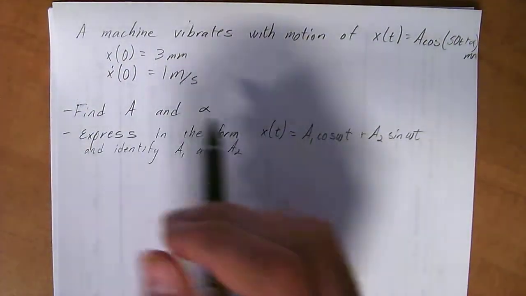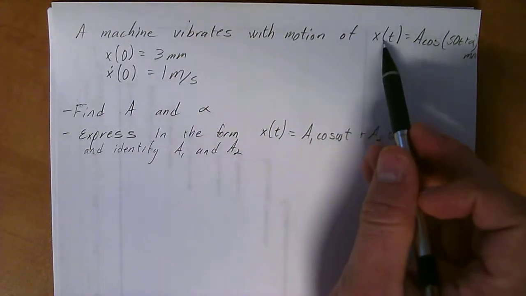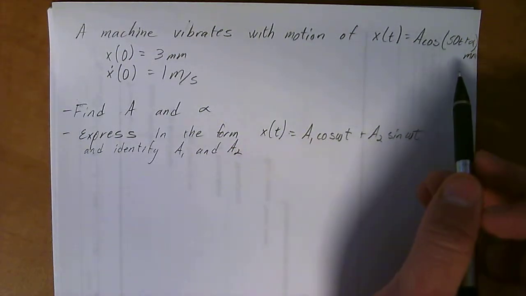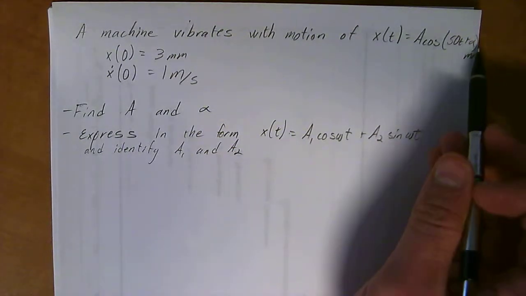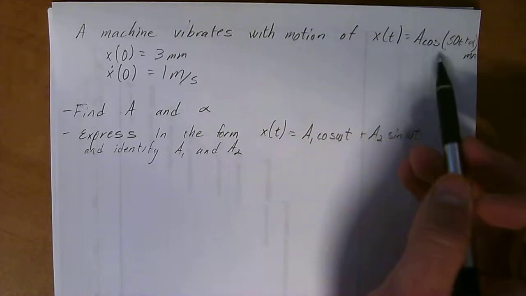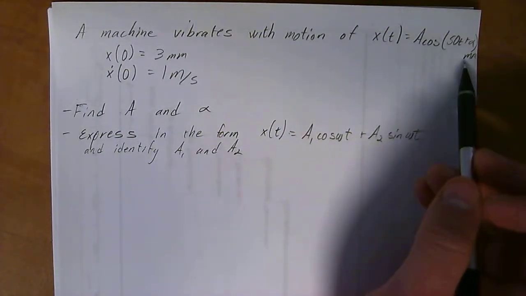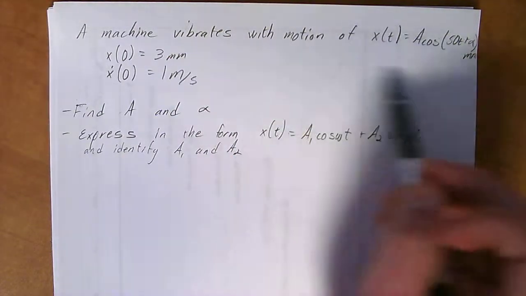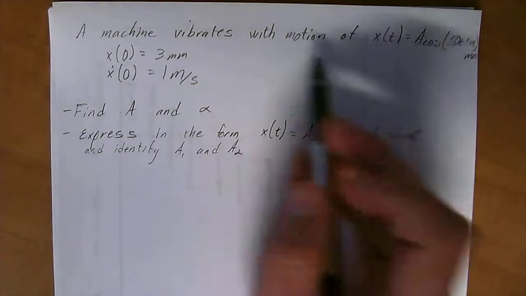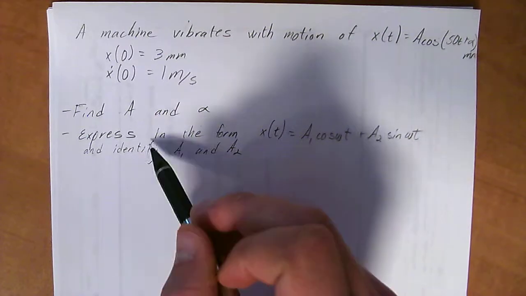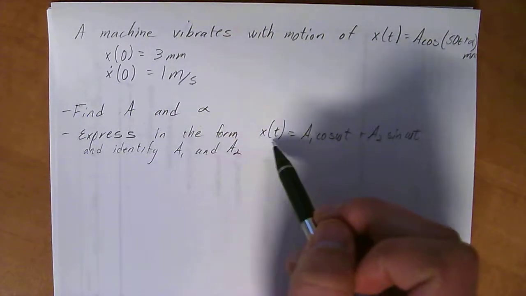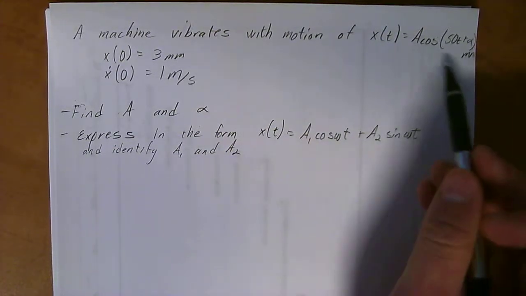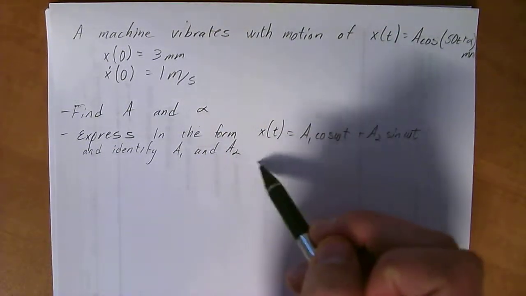In this problem, we have a machine that's vibrating with a specific equation given. So this is its vibratory motion as given by the problem. This is in millimeters, this is A cosine of 50t plus alpha. I apologize for scrunching that up. We have two initial conditions. One is in millimeters, one is in meters. You'll notice the equation is in millimeters. So we have to find A and alpha, and then after that we need to redefine the equation in this format as opposed to this format, and identify what A1 and A2 are.